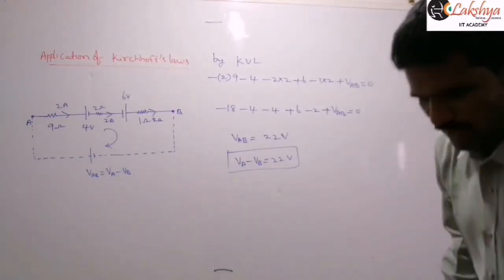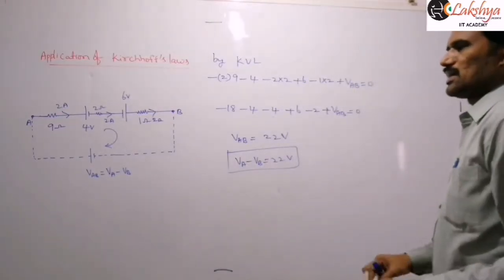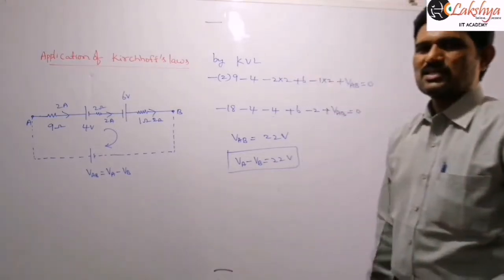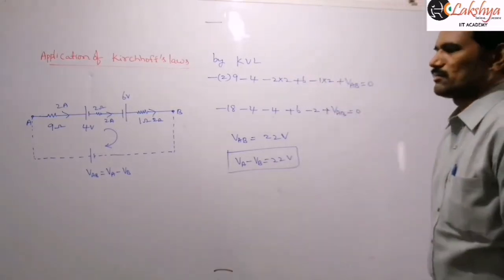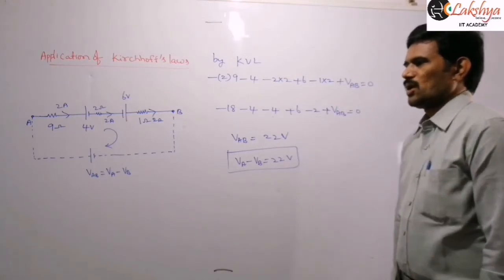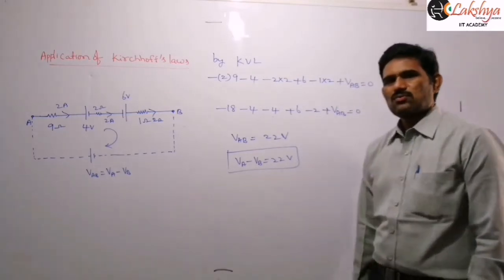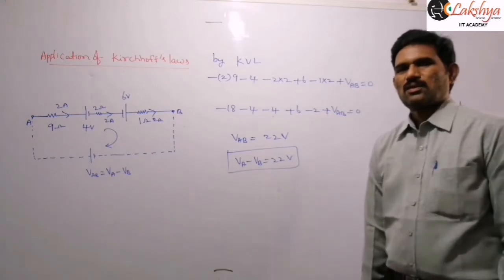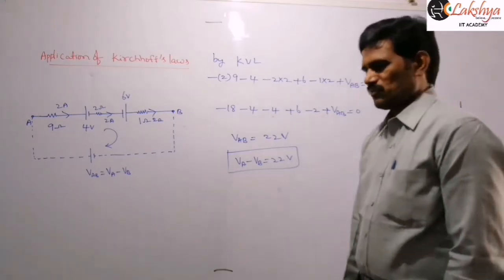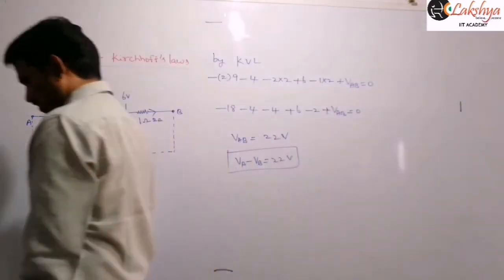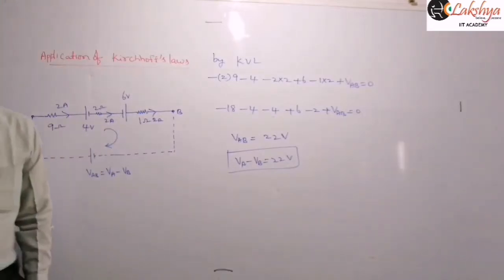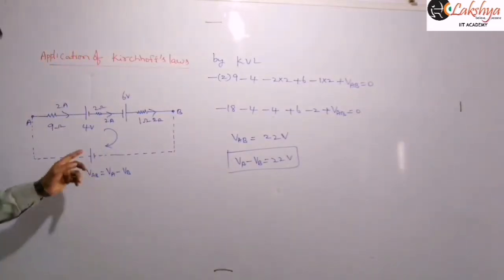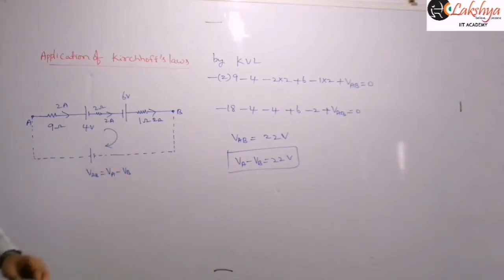Assume a cell is connected between points A and B, whose EMF is equal to the potential difference between them, as shown in the figure. So write that assumption and then note and write this.